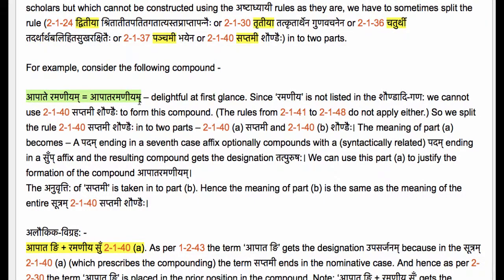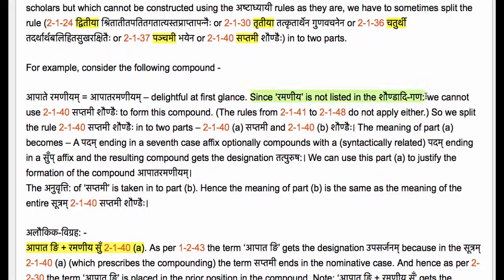Apate ramaniyam equals apata ramaniyam, delightful at first glance. Apataha means falling upon, descending, coming down. It means first sight or appearance. Hence, one of the meanings of apate is at first glance. So apataramaniyam, something which is delightful at first glance, which of course implies that it is not really delightful. Delightful only at first glance, only on the surface. That is what is meant by apataramaniyam.